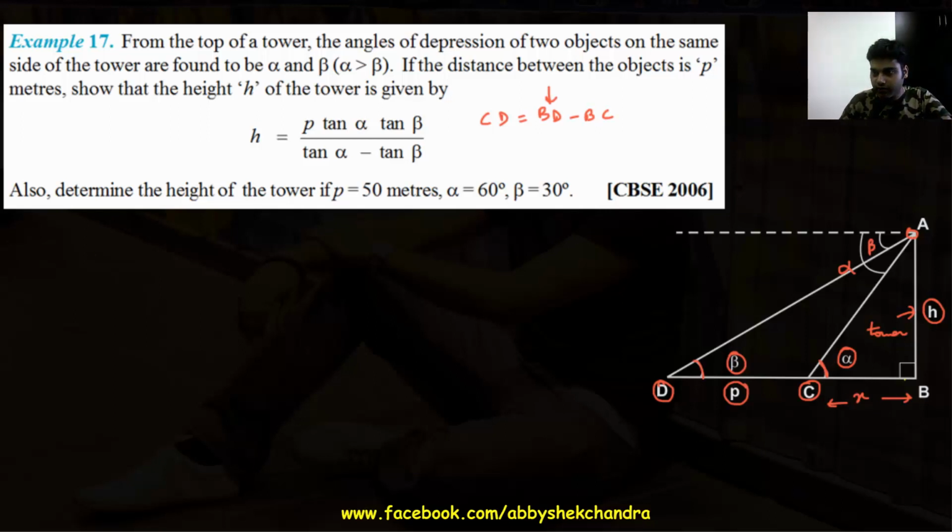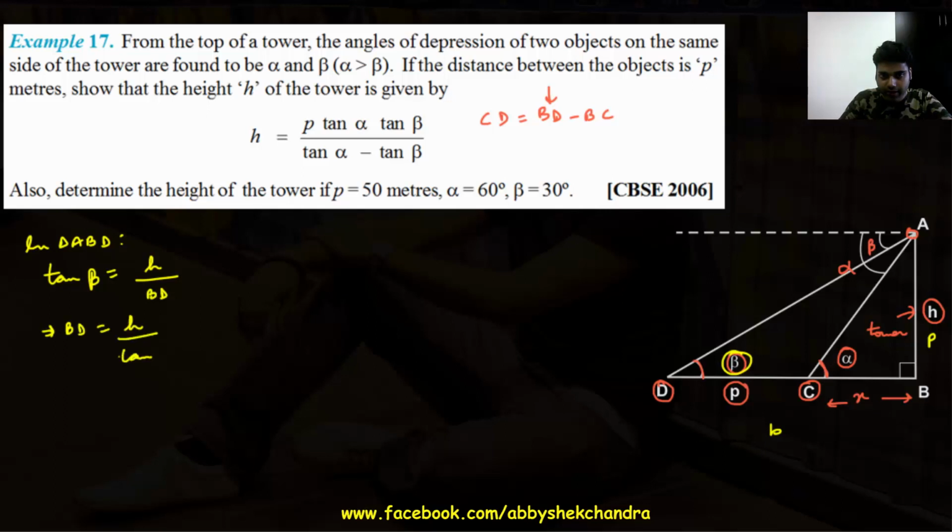BD is the side of triangle ABD. So in triangle ABD, BD is the base and AB is the perpendicular with respect to this angle beta. So obviously we are going to take tan. So tan beta equal to H divided by BD, right? So BD will be H by tan beta. Let's call it 1.